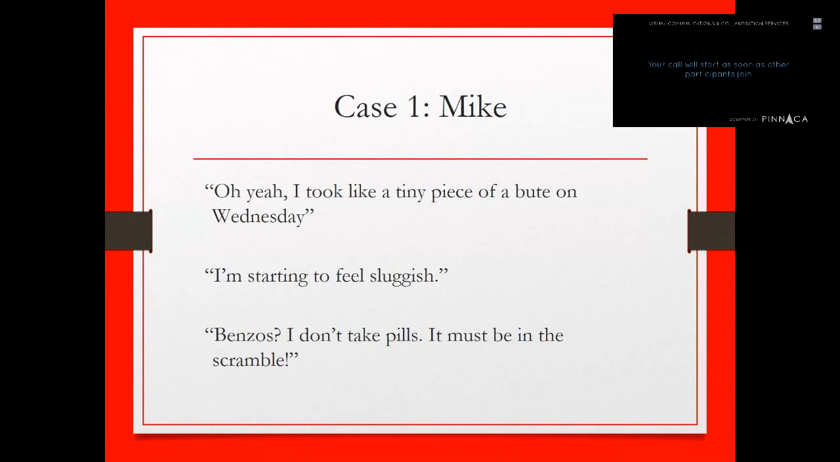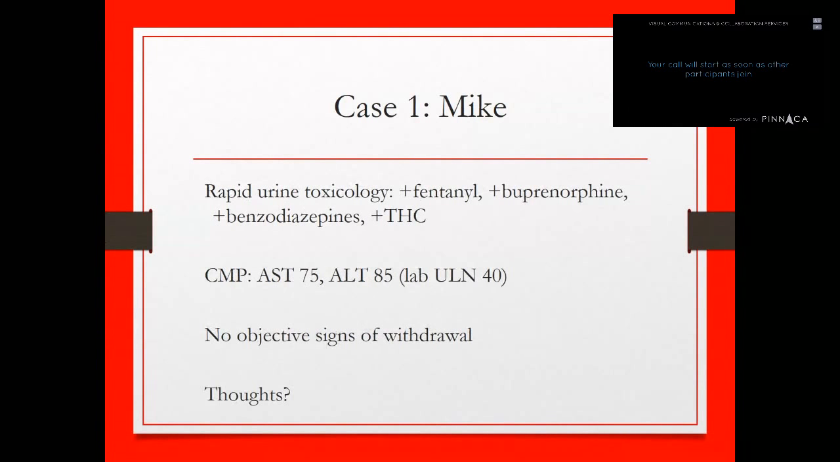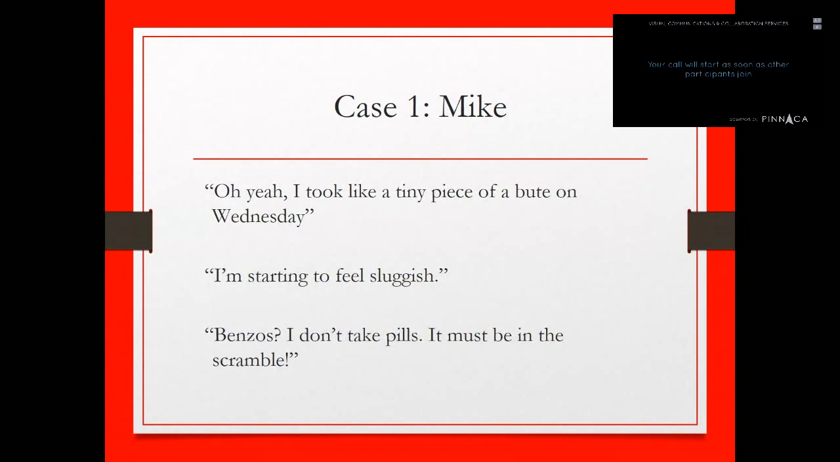So to start, Mike, he's feeling a little sluggish. He has some buprenorphine in his system already. Just a review, he's positive for fentanyl, buprenorphine, benzodiazepines, and marijuana. Interestingly, no opioids. I guess the first question is, Mike, when's the last time you used any heroin?